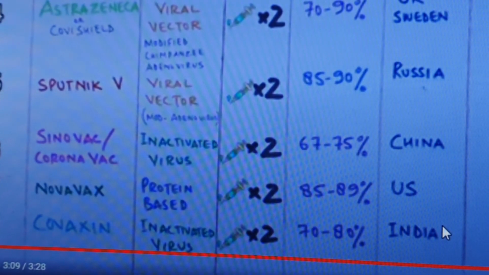Okay, anyway, going back, any of those brands of vaccines that I've shown you are all very good vaccines. You do not need to choose. Whichever of those vaccines is good for all of us.